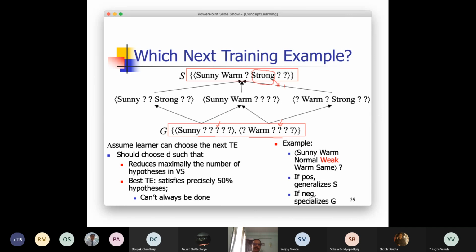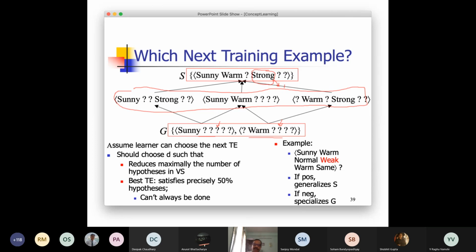So you are not computing these. You are only computing S and G. So you need not bother about this, because once S and G are fixed, then others will be derived from them. So this will also change, but you are not computing them. So simply you are updating S and G only.